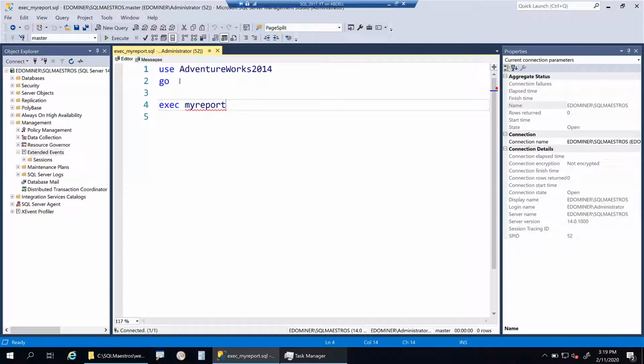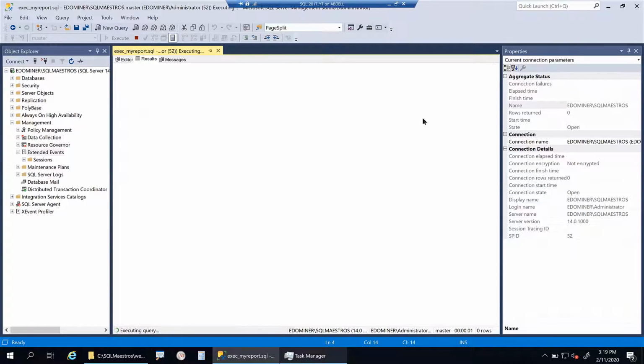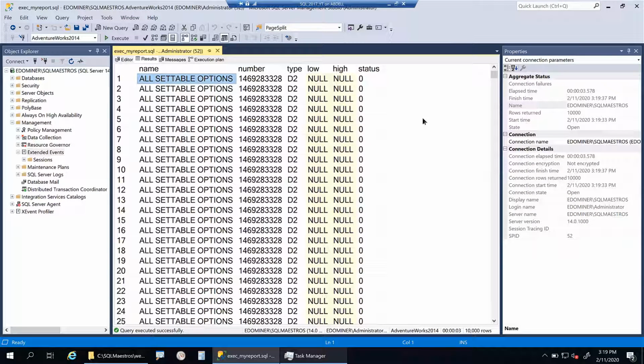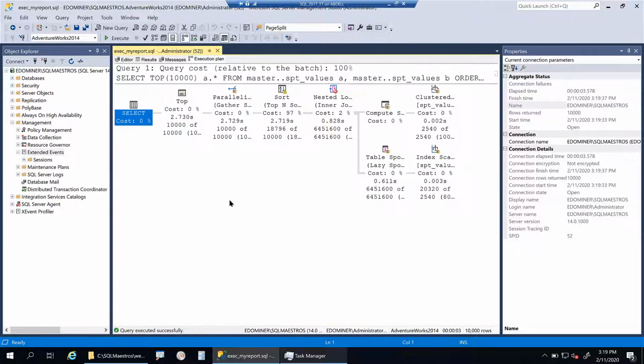Let's go and execute this stored procedure and see how much time it takes. I'm also going to include the actual execution plan here, so press Ctrl+M or just click on the small icon, and let me execute this stored procedure. It resides in AdventureWorks 2014. When I execute it, you can see it has taken about 3 seconds and I get the output. Why does it take 3 seconds initially? Because of course it's the first time I'm running it, and I also get the execution plan. We will come to the execution plan a little later.